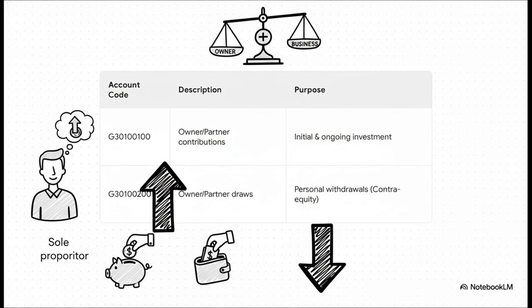This one's the most straightforward, right? The owner and the business are legally the same thing, so the equity section is nice and simple. You've got one account for contributions, that's the money the owner puts in, and another for draws, the money the owner takes out. Clean, simple, and does the job perfectly.